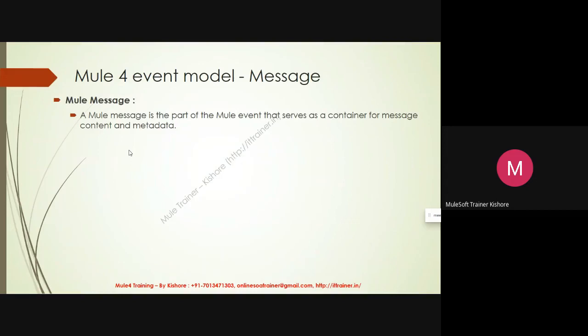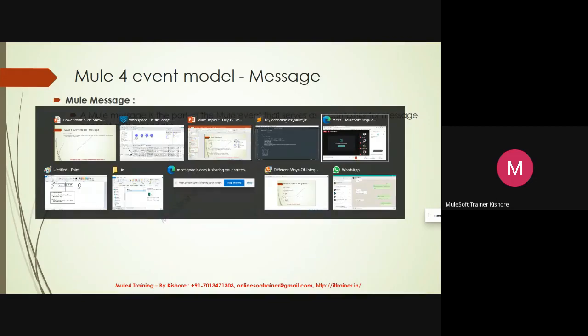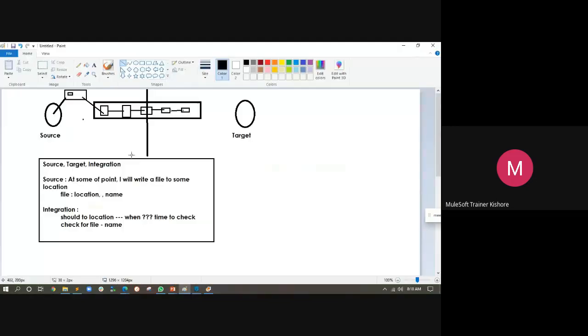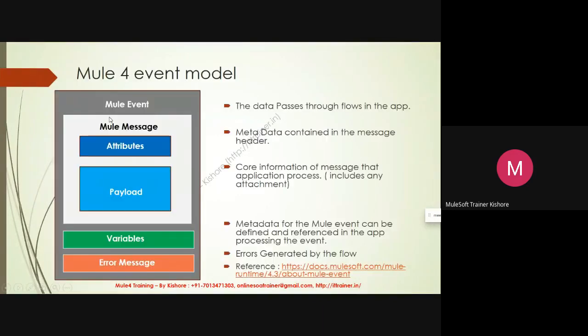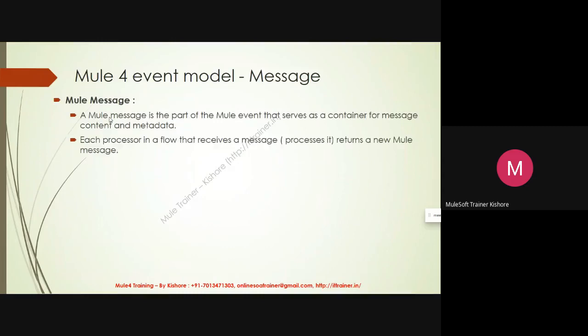Whenever you are receiving a message from an external system, or whenever you are sending a message to an external system, your Mule message matters. The next two, variables and others, are part of your Mule development, but the Mule message is the important one. Each processor in the flow receives that message and returns a new Mule message in the form of an event. So they are working on the message itself.